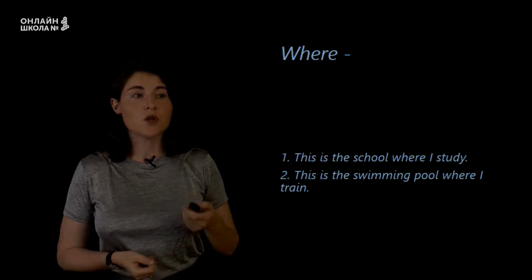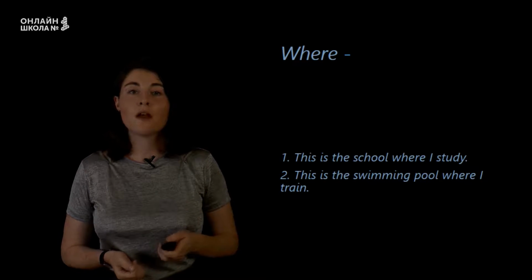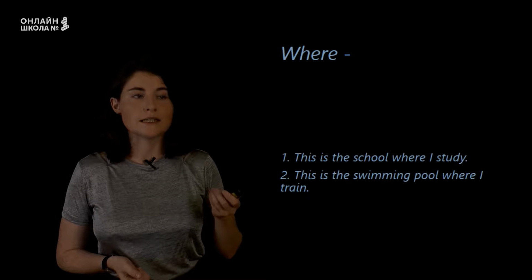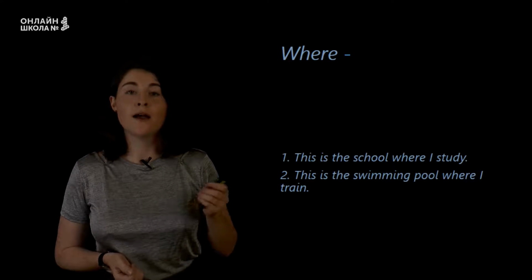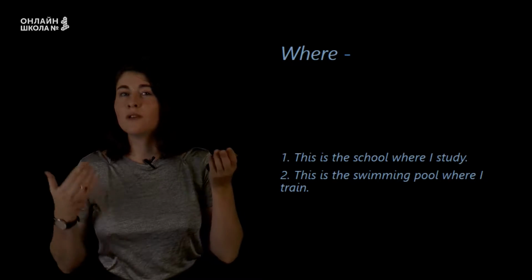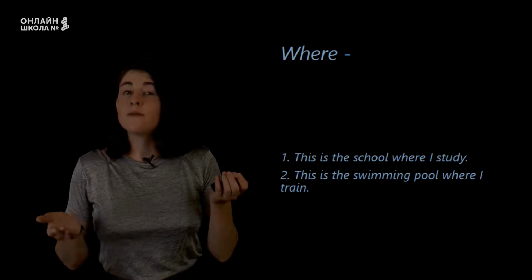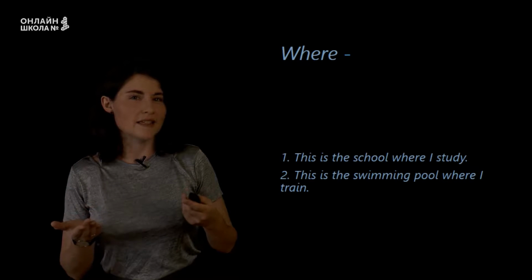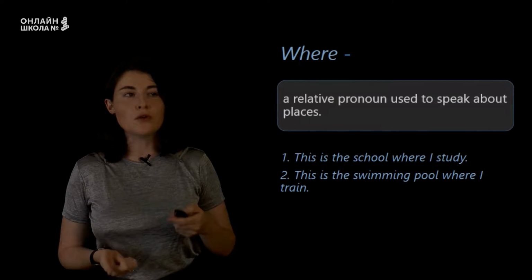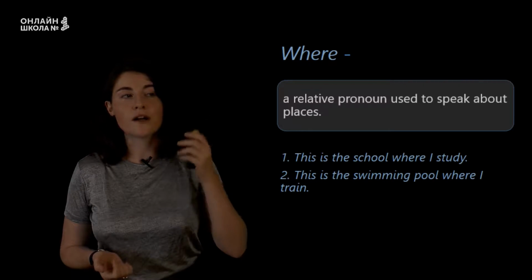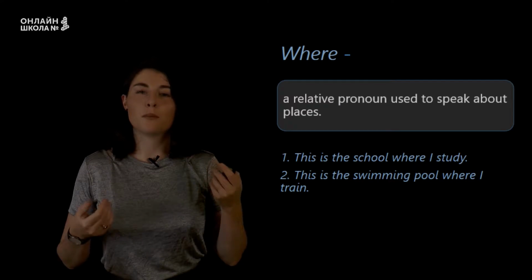Next pronoun is where. Examples. This is the school where I study, and this is the swimming pool where I train. Swimming pool and school. What do they have in common? They are all places. So we use a relative pronoun where when we speak about places.